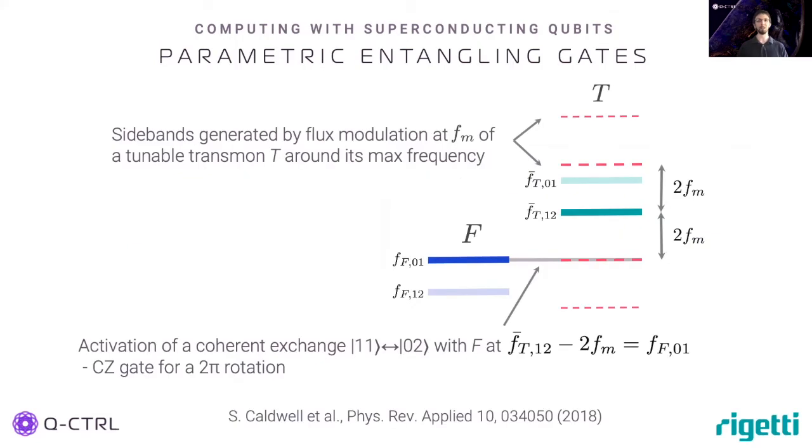So what are parametric entangling gates? These are a form of 2-qubit quantum logic gates that can be used to provide an entangling operation in quantum circuits for computation. Consider 2 superconducting transmon qubits, one with a fixed frequency denoted by F and one with a tunable frequency denoted by T.